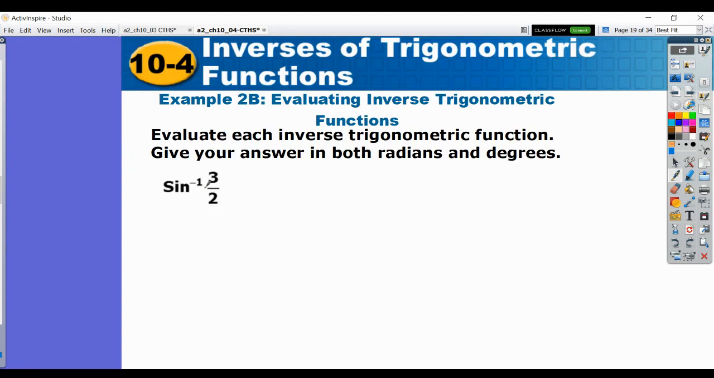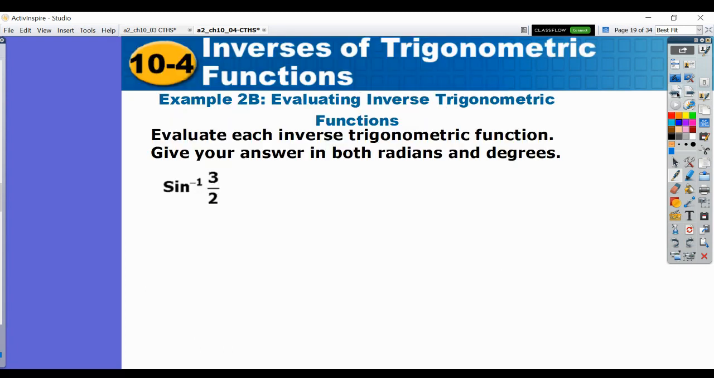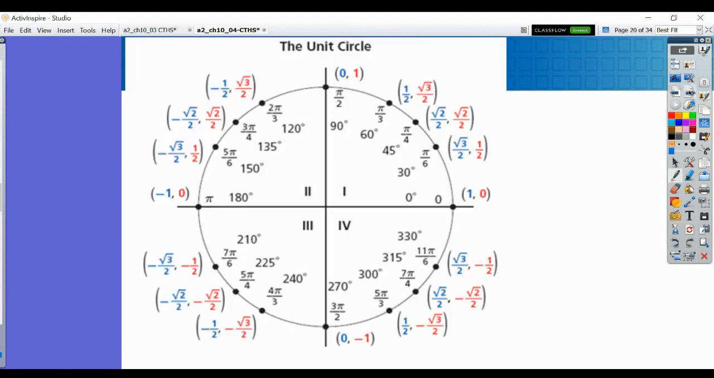So here we have sine inverse of 3 halves. So on the unit circle, where is 3 halves? There is no 3 halves. Square root of 3 over 2 is not 3 halves. 3 halves is 1.5. So where on the unit circle is there something like 1.5? There isn't. So let's take a look again at the unit circle.